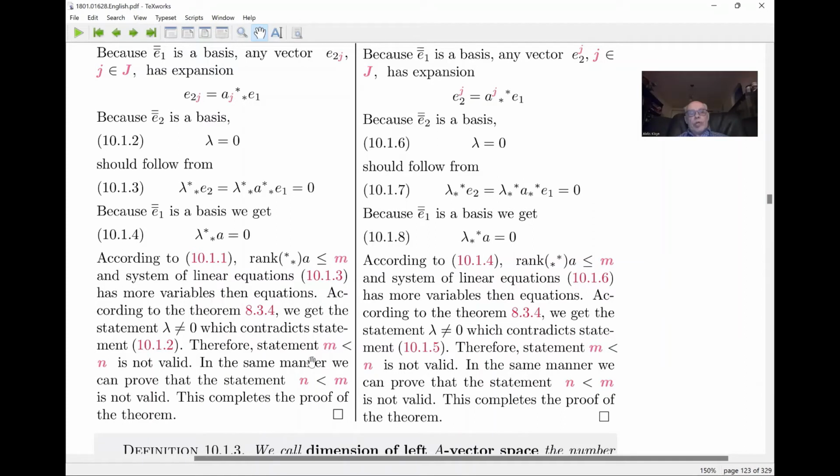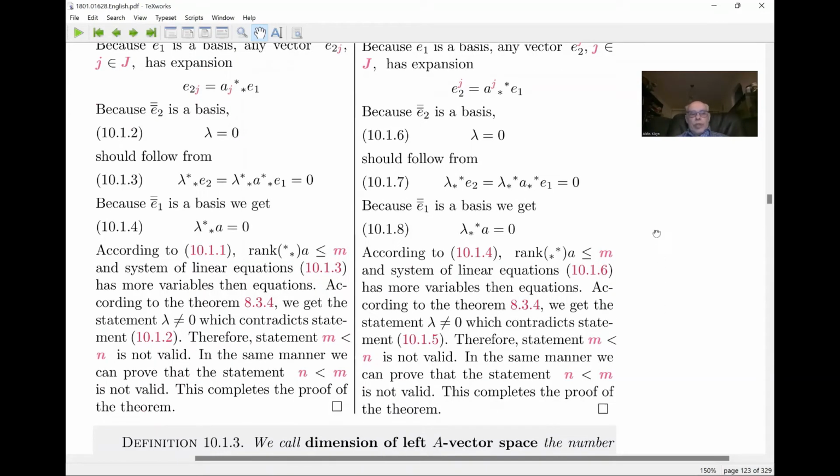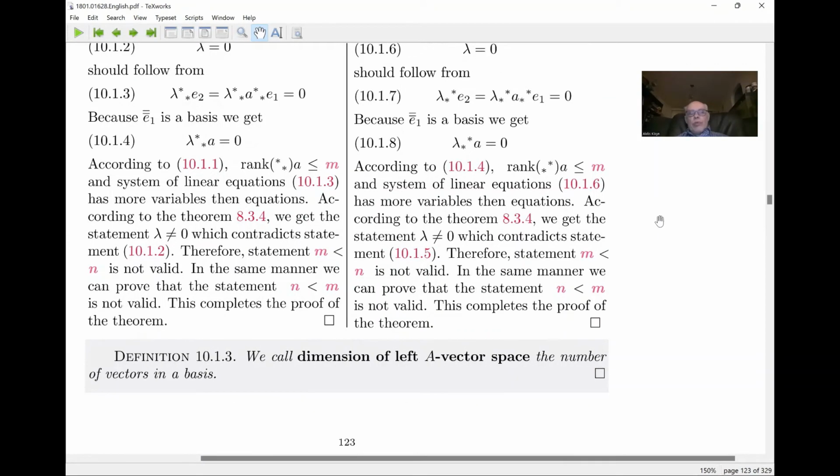Therefore, the statement m less than n is not valid. In the same manner, we can prove that the statement n less than m is not valid. Please complete the proof of the theorem. We call the dimension of a left A vector space the number of vectors in a basis.